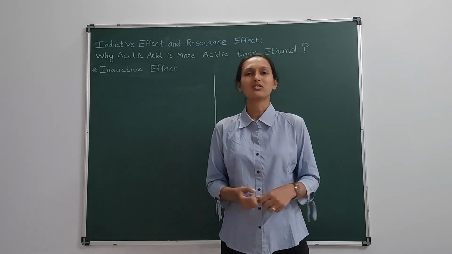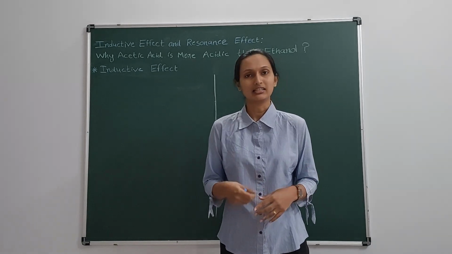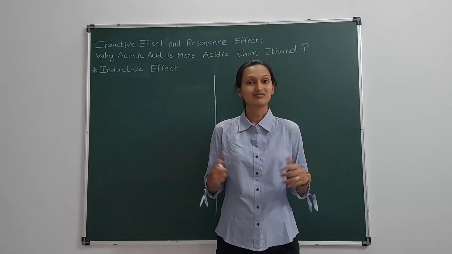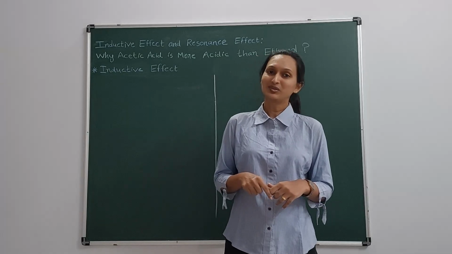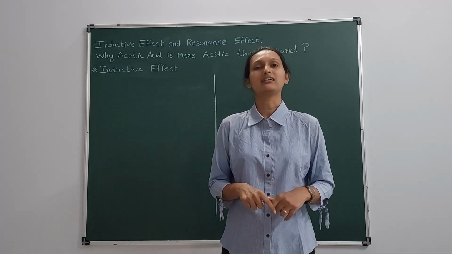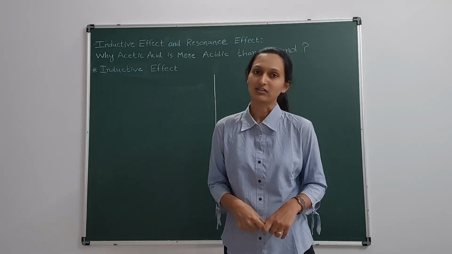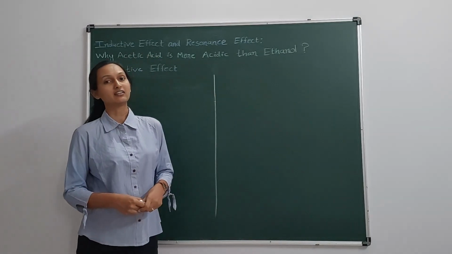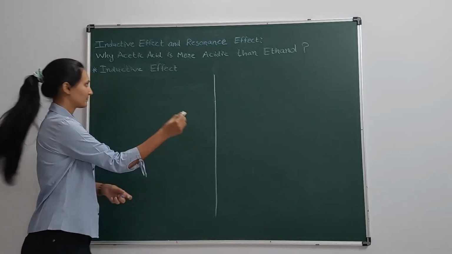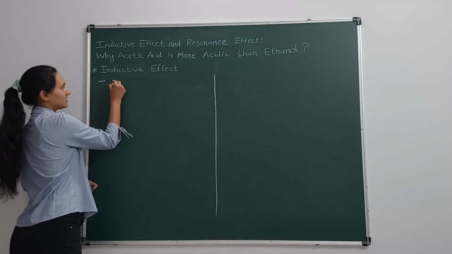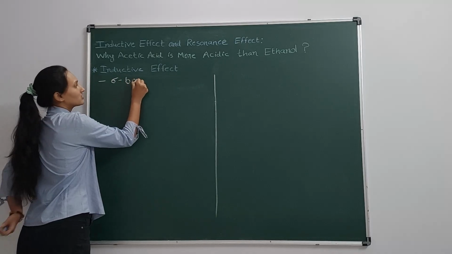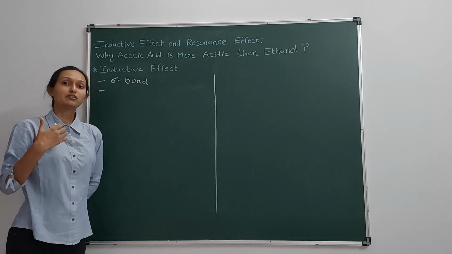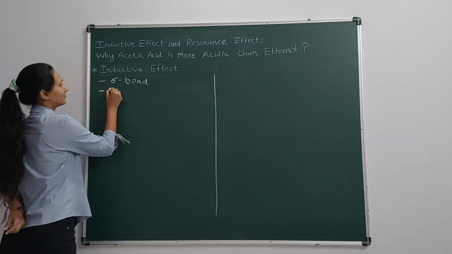Many students know that acetic acid is more acidic than ethanol. But have you ever wondered why? To know this answer, we have to understand inductive effect and resonance effect. So let's start with inductive effect. Inductive effect is generally an effect of sigma bond. It arises due to the difference in electronegativity.